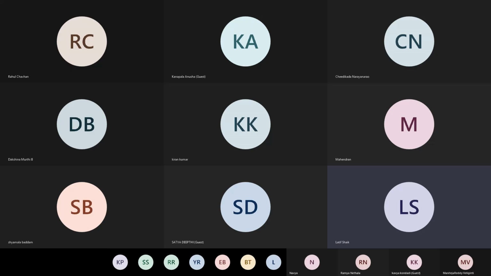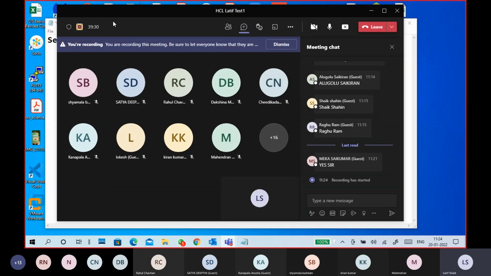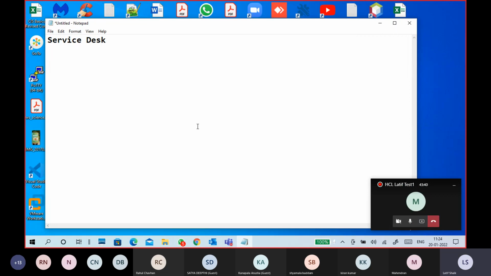Recording. So we have to wait till it turns red. Okay, recording pending. Okay, yeah, it has started recording. So once it is done, I will share your records directly.